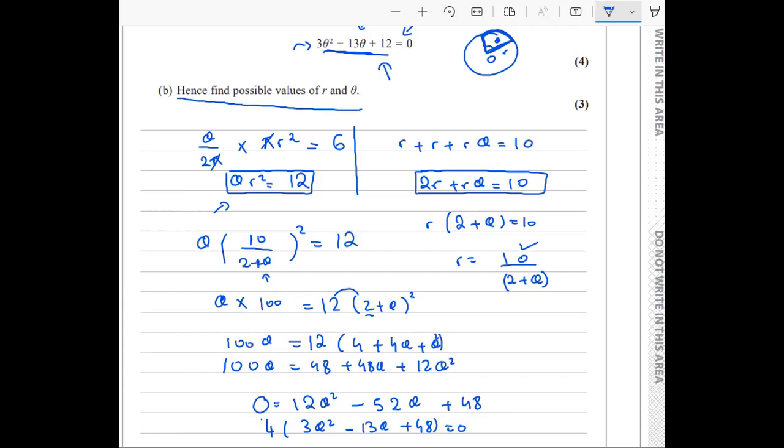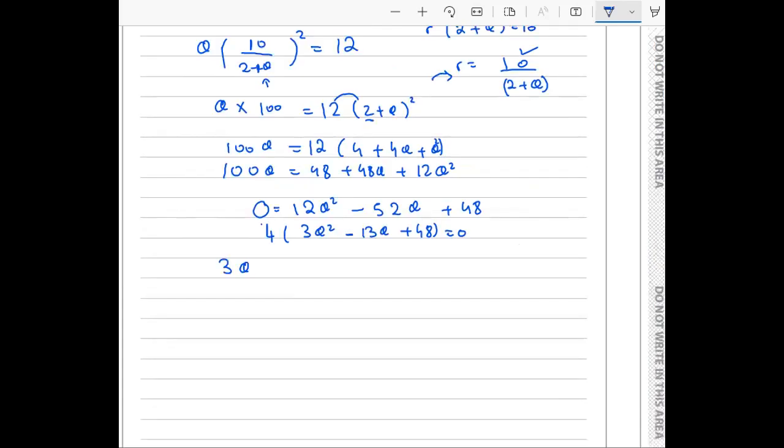And this is the second part. Find the possible values of r and theta. This is easy because we can directly use this equation to find theta. Once we have our theta, we have this equation to find r. So let's do that. We have 3 theta square minus 13 theta plus 12 equals 0. And how do we find theta?